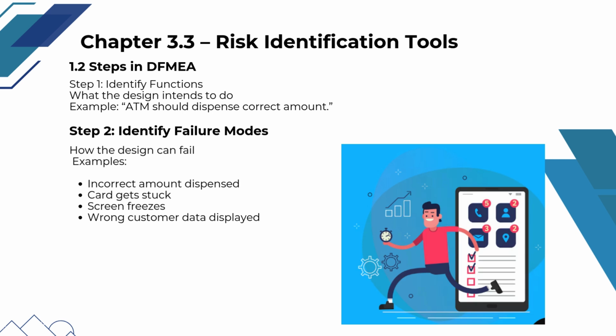For example, an ATM's function is to dispense the correct amount of cash. Once the function is defined, we identify failure modes, which describe how the design could fail to perform that function. In the ATM example, failure modes could include dispensing an incorrect amount, the card getting stuck, the screen freezing, or incorrect customer data being displayed. Identifying these failure modes early helps ensure risks are addressed before the design is finalized.